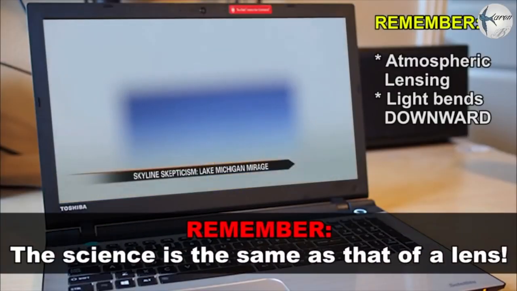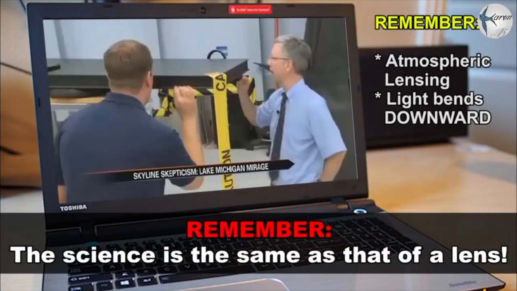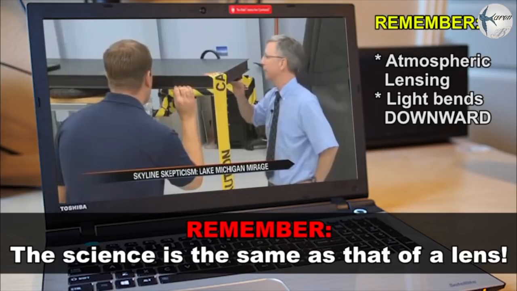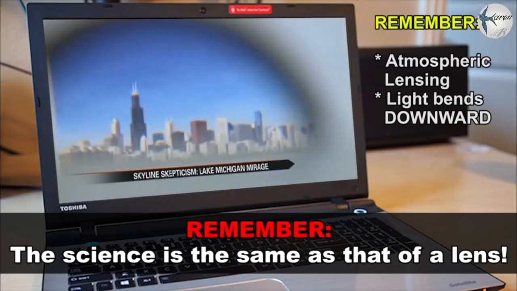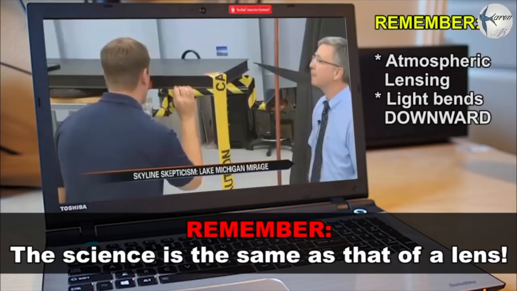Here's a simple example. So if you're looking at Chicago here, maybe now you can just see the top of the Sears Tower, and if our simulated temperature inversion moves into place, hopefully now you can see pretty much all of Chicago, see all the lower buildings, including what's at ground level. So the atmosphere really is acting like a lens.